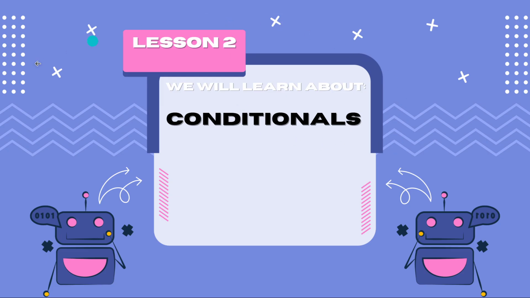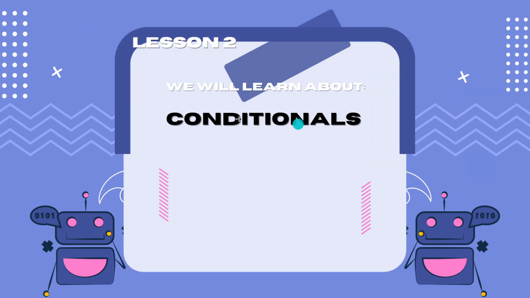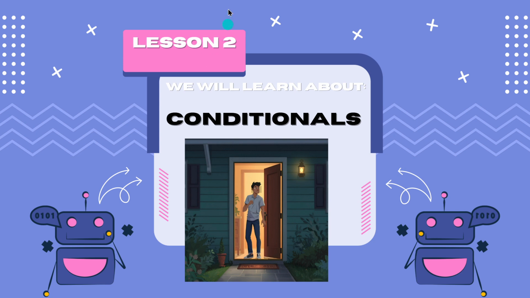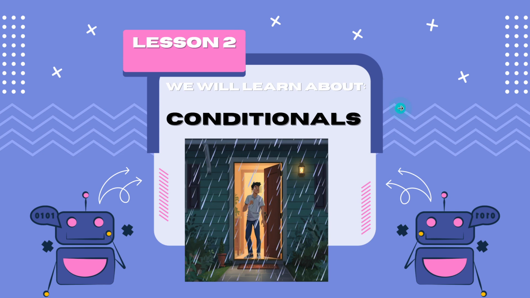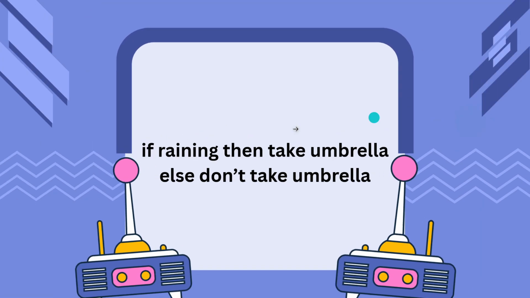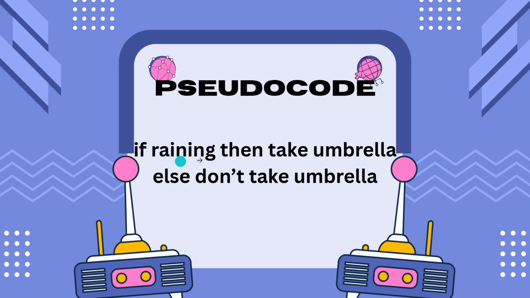Now let's go to lesson 2. We are going to learn about conditionals. So what is a conditional? So imagine in real life, okay, you're going outside. So this is basically how your brain works. If raining, take umbrella. Else, don't take umbrella. Right? Okay, so this is a pseudocode I have written. If raining, then take umbrella. Else, don't take umbrella. So this is how our brain works. I mean, if it's raining, then obviously we would take an umbrella, right?